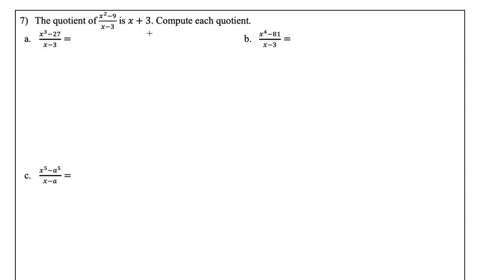All right, so number 7. The quotient of x squared minus 9 over x minus 3 is x plus 3. What it did for you, Sam, is it did synthetic division. It said, hey, I did the synthetic division. I switched the sign from a -3 to a +3. I did all the math, and I found out that my answer was x plus 3. What you are responsible for doing is doing synthetic division on A, then on B, and then finding the pattern to figure it out on C. C is a general case.